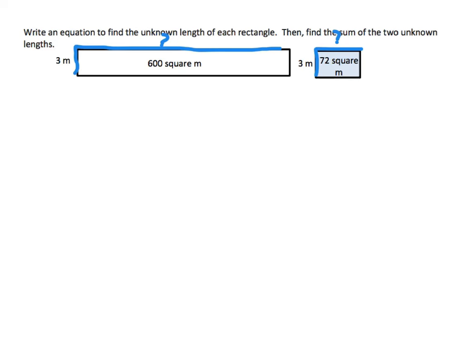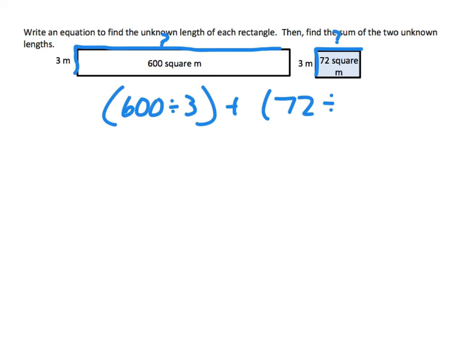So if I write that out, my first rectangle is going to be 600 square meters divided by 3, and the second rectangle is going to be 72 square meters divided by 3. And the problem has asked me to take those two unknown lengths and give the sum of those. So on the first one, 600 divided by 3. Well, I know 6 divided by 3 is 2, so 600 divided by 3 should be 200.